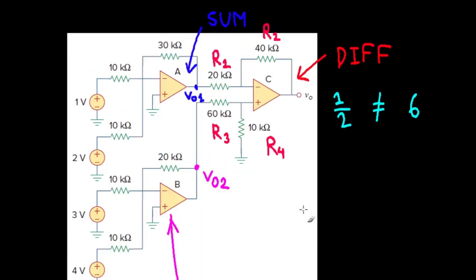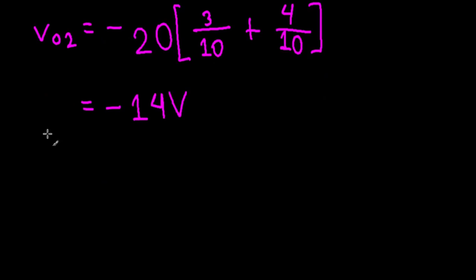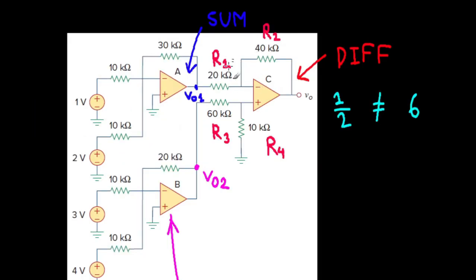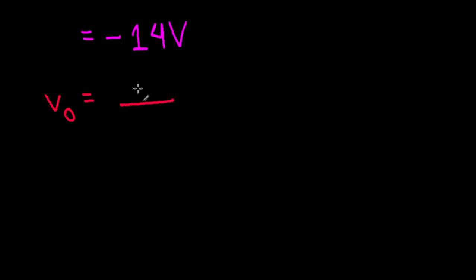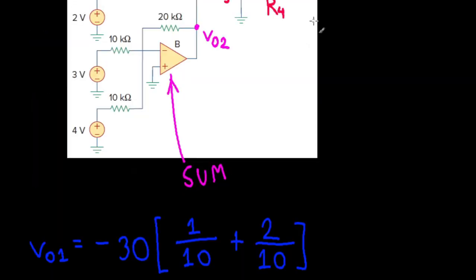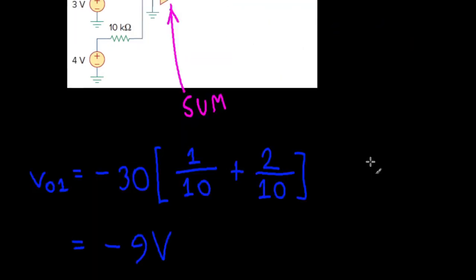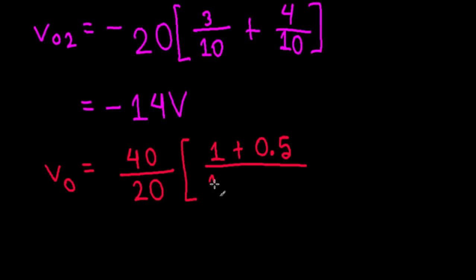If we have to use that, let's go right into it. My V output is going to be R2 by R1, so 40 by 20, multiplied by 1 plus R1 by R2, which is 20 by 40, so 0.5, divided by 1 plus R3 by R4, which we did, which is 6. So 1 plus 6.